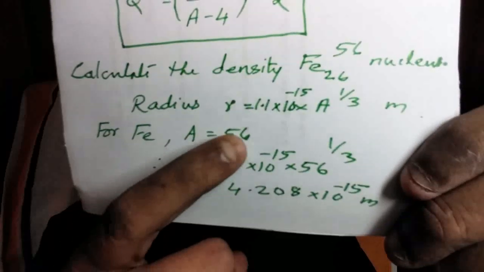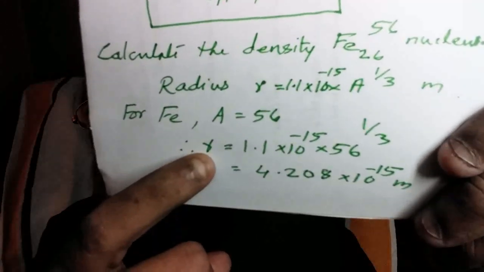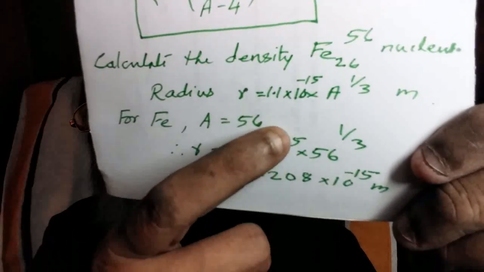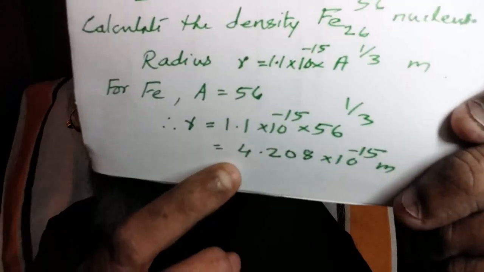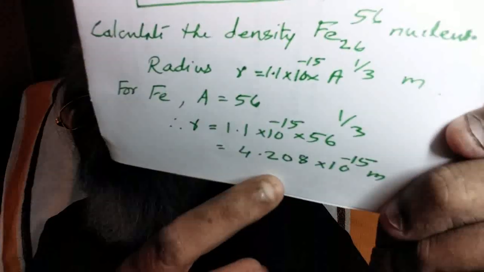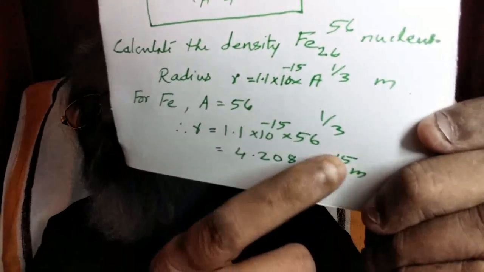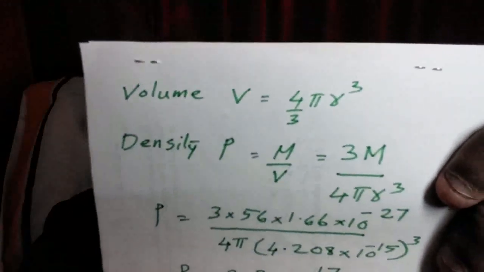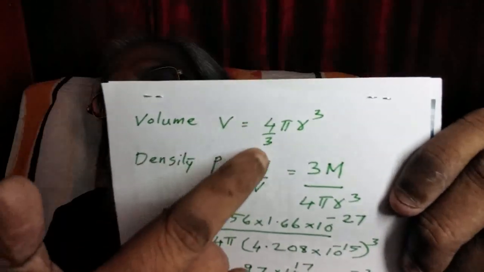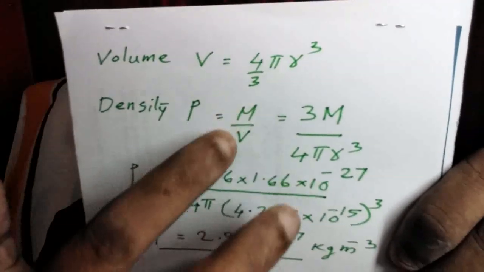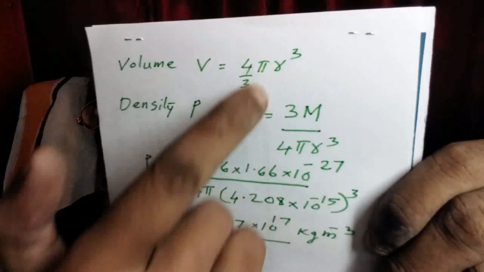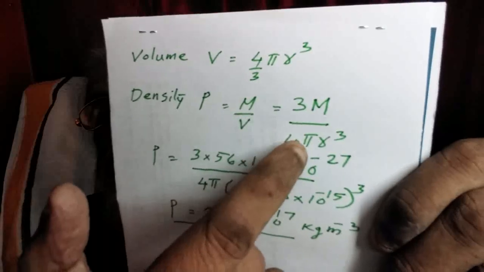For iron, A equals 56. So the radius of iron nucleus is 1.1 into 10 raised to minus 15 into 56 raised to 1 by 3. You will get it as 4.208 into 10 raised to minus 15 meter. 10 raised to minus 15 meter is called 1 Fermi. Then volume of the nucleus, V equals 4 by 3 pi r cube, spherical volume. So density rho equals m by V. That is, substitute for this V, 3m by 4 pi r cube.